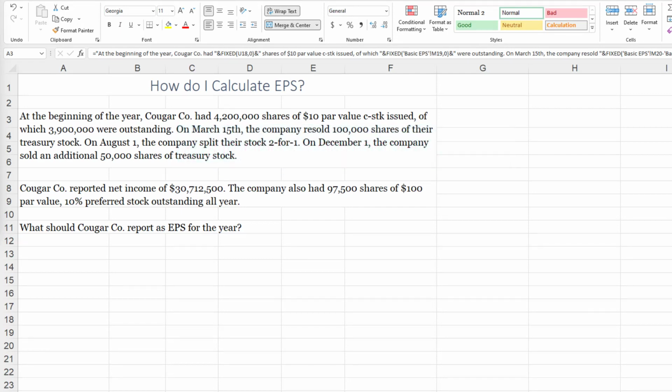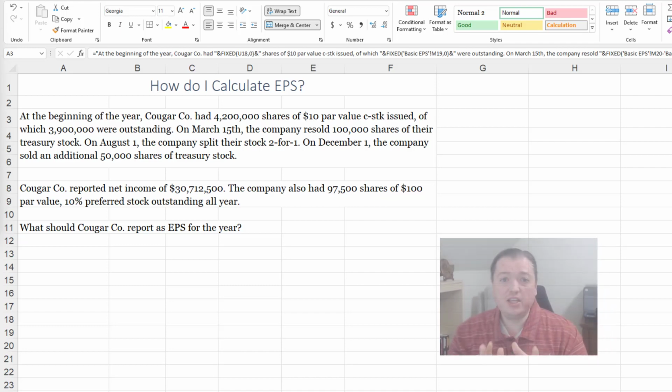On March 15th of the year, we resold 100,000 of those 300,000 shares. Then on August 1st, they split their stock 2-for-1, and on December 1st, we sold another 50,000 shares of that treasury stock. By the end of the year, they'd reported net income of $30,712,500 and had 97,500 shares of $100 par value 10% preferred stock that had been outstanding all year. And with that information, we have everything we need to calculate EPS.